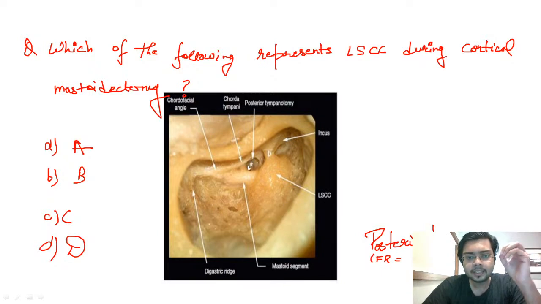Now here you can see a space and a star mark. So what is this? This is basically a procedure that is called posterior tympanotomy. In posterior tympanotomy, what we do is we drill in the facial recess to enter the middle ear from the mastoid cavity. So why do we do it? One important indication you all know is for insertion of a cochlear implant electrode.